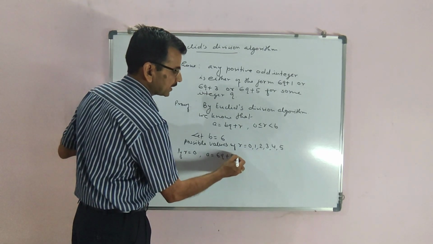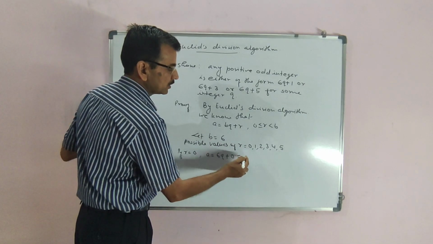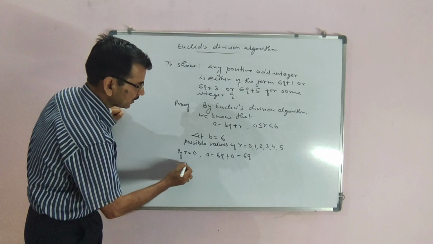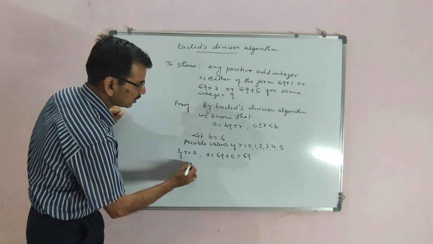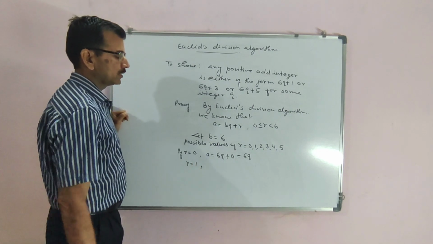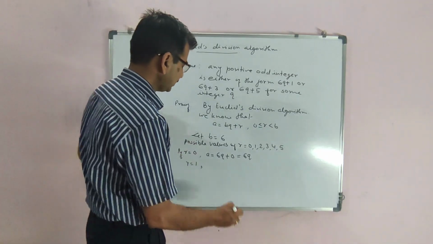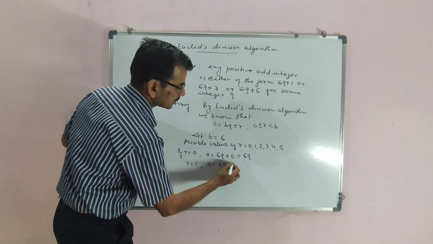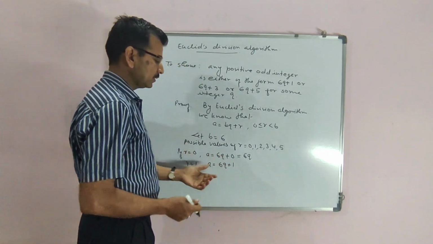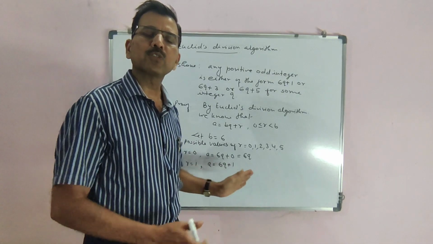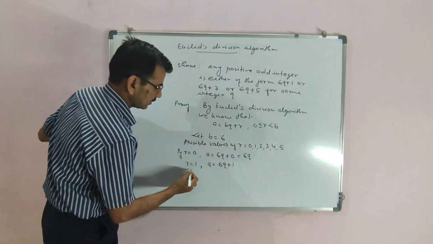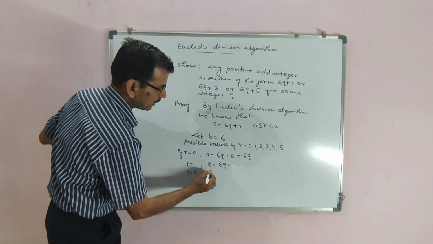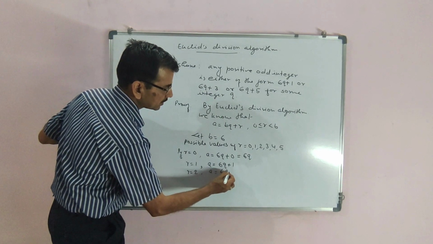Okay, or we can write here 6 cube plus 0, that is 6 cube. Okay, good. Now, if r is equal to 1, then what do we get? If r is equal to 1, then a equals 6 cube plus 1. We cannot simplify it more, so we stop here. If r is equal to 2, then a equals 6 cube plus 2.